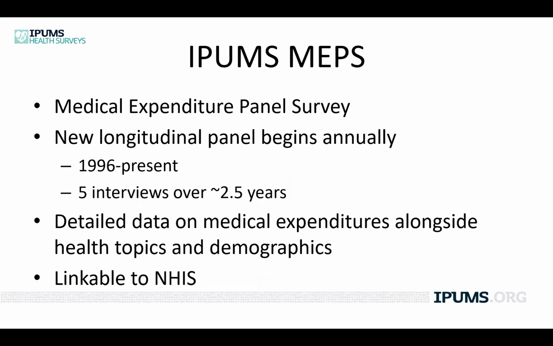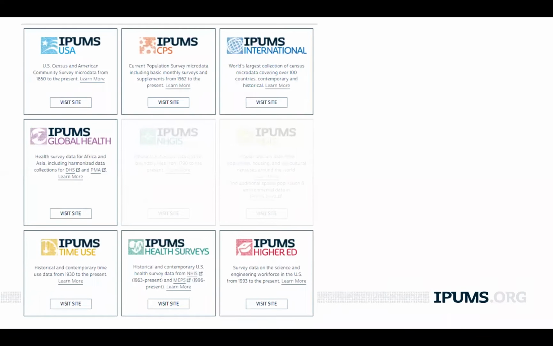And the sampling frame for IPUMS MEPS is actually the National Health Interview Survey, so it can be linked to the NHIS. Those links are restricted, so you need to access a federal statistical research data center to get those links. But I think something that I want to mention, it's a 6th observation and adds an additional year to that panel. The last data set that I'll mention here is IPUMS Higher Ed.